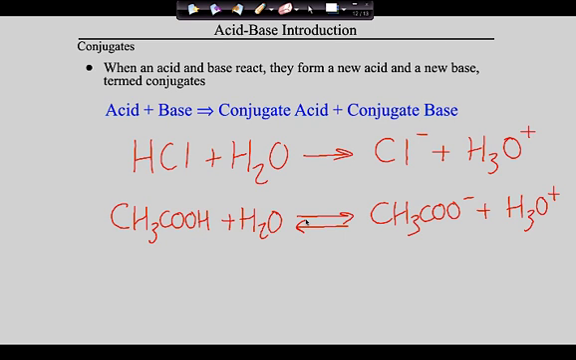What about the top one? Does that one go both ways? Guys, make sure you're clear on this, because you're about to have an aha moment. The bottom one goes both ways. How do we know? Because it's a weak acid. Does the top one go both ways? How do we know? Because it's a strong acid.